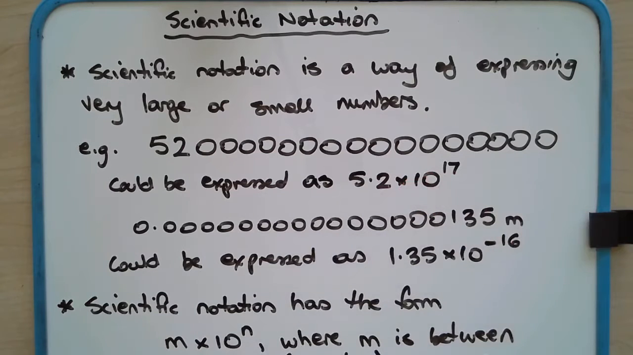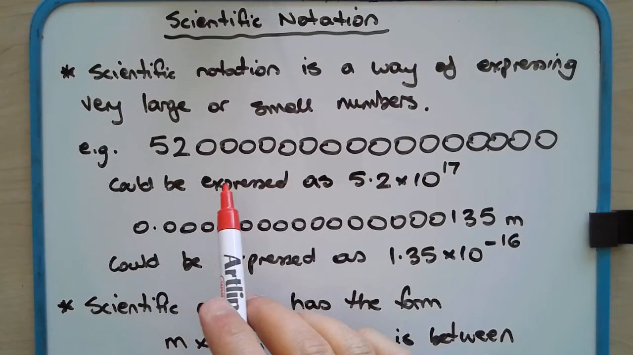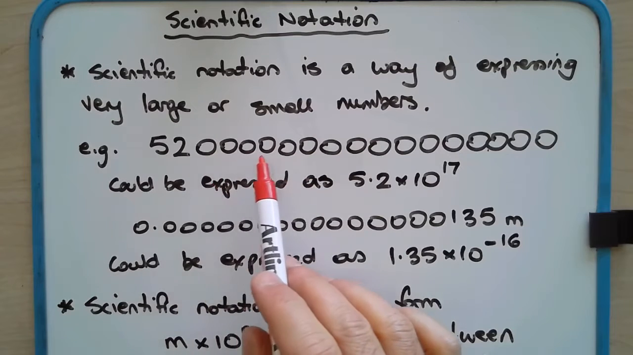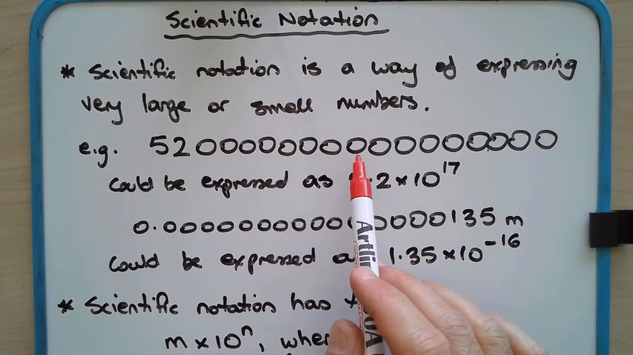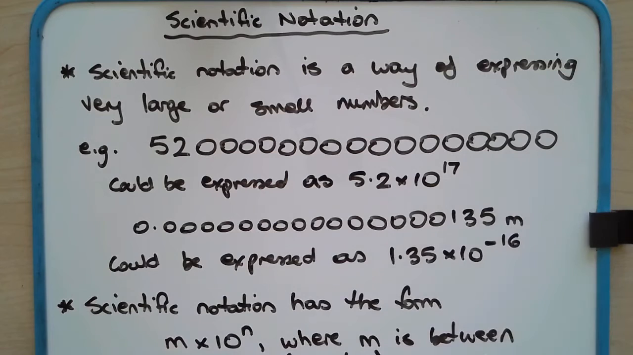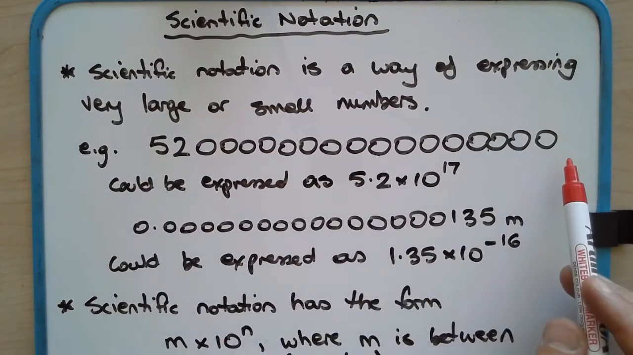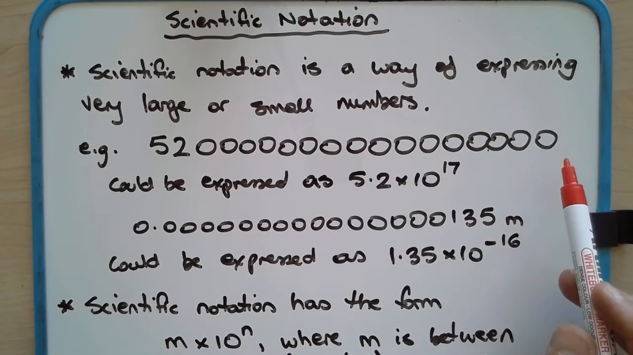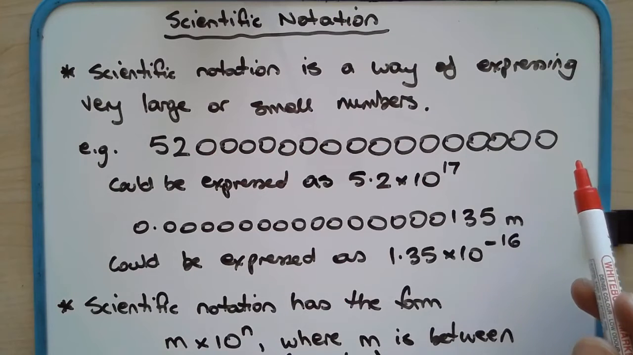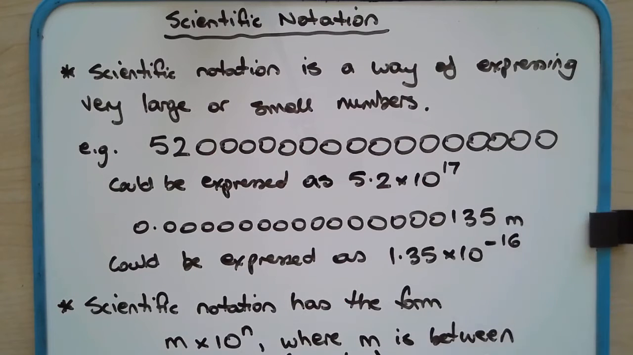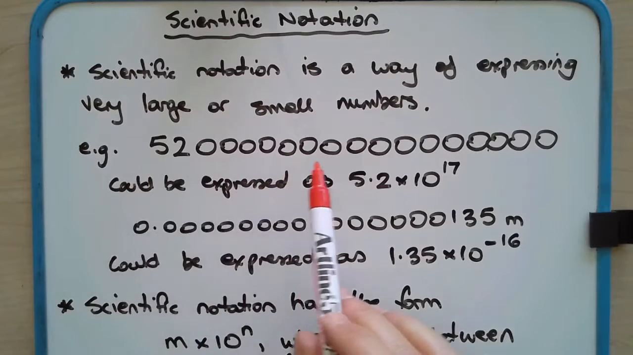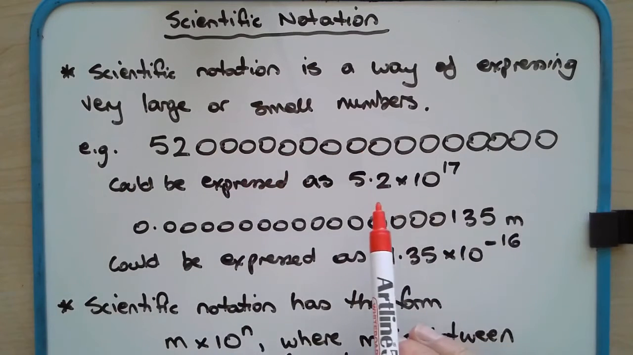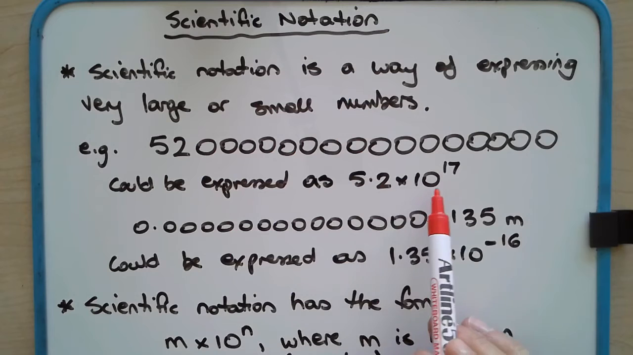Let's take an example. Let's say 52 with 16 zeros: 4, 8, 12, 16 zeros. Very large number. Rather than writing it like that, this could be, for example, the distance from here to a nearby star in kilometers, or the number of atoms that makes up an object. Rather than writing it with all these zeros, we could write it as 5.2 times 10 to the 17.